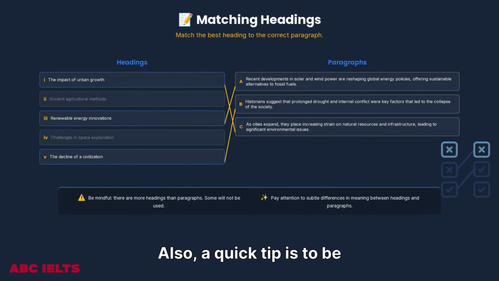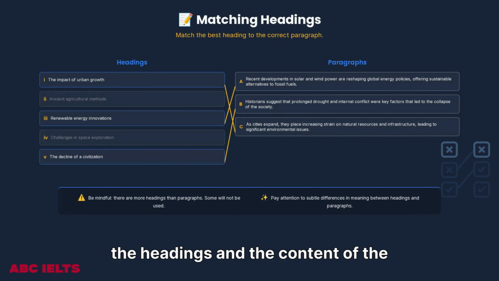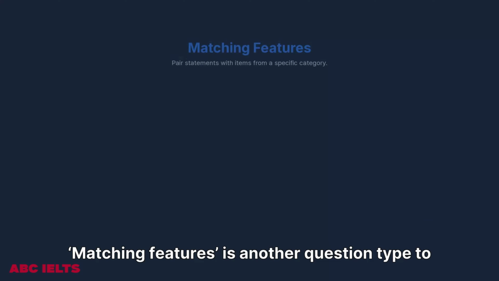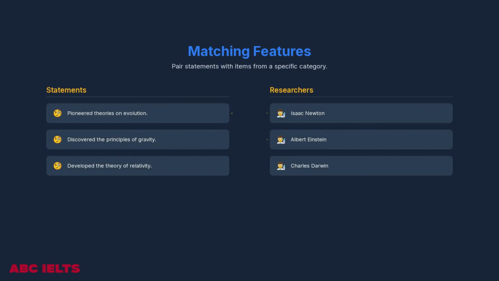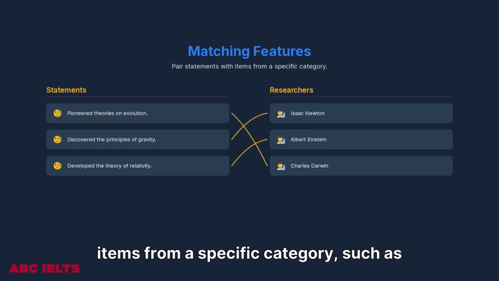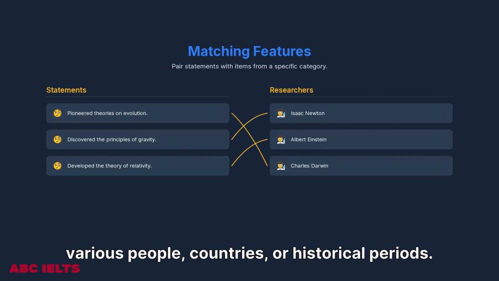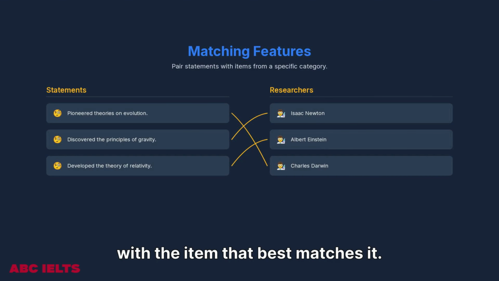Also, a quick tip is to be aware of subtle differences in meaning between the headings and the content of the paragraphs. Matching features is another question type to familiarize yourself with. You'll find a set of statements or pieces of information alongside a list of items from a specific category, such as various people, countries, or historical periods.